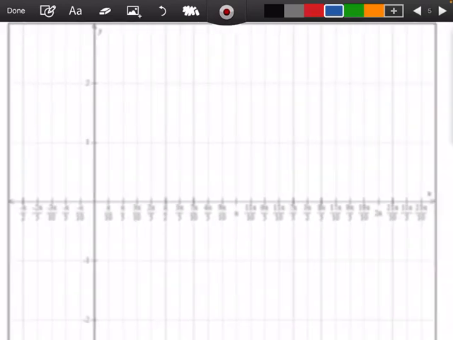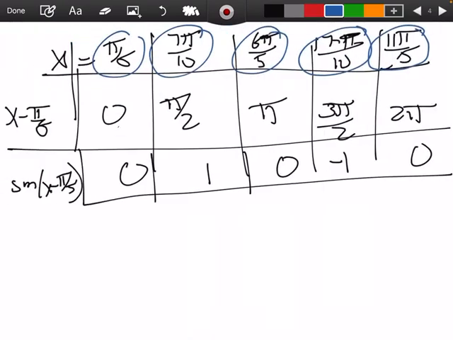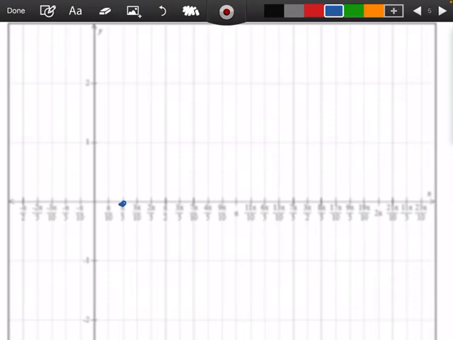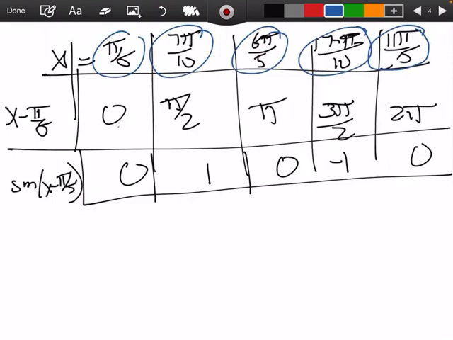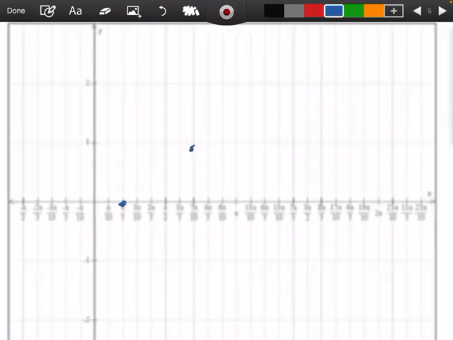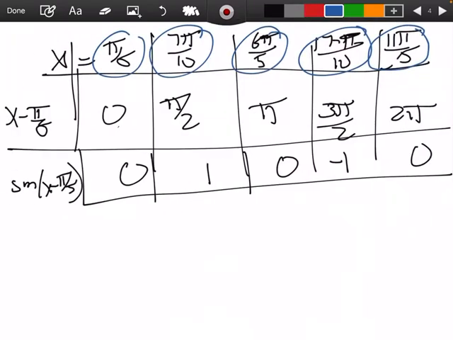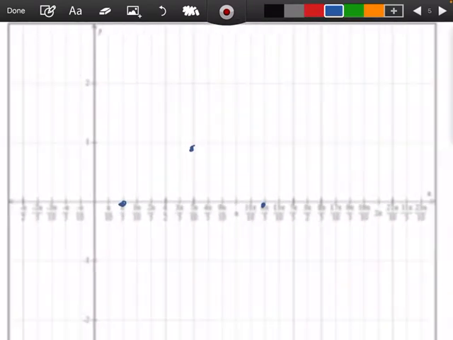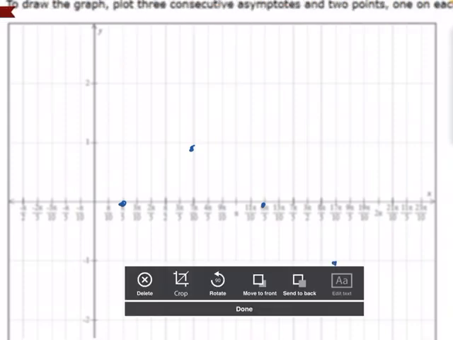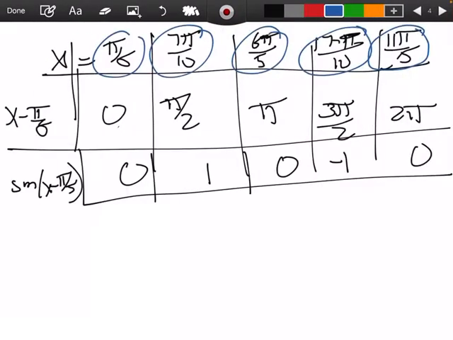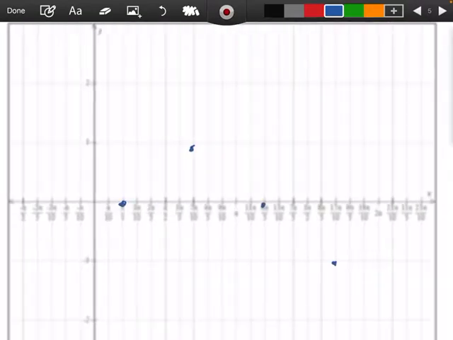So pi over 5, we're going to be at 0. Remember, I'm graphing the sine first. 7 pi over 10, I'm going to be at 1. That's this one right here. 6 pi over 5, I'll be back at 0. 17 pi over 10, I'll be at negative 1, down here. And then one last one, 11 pi over 5 will be back here at 0.